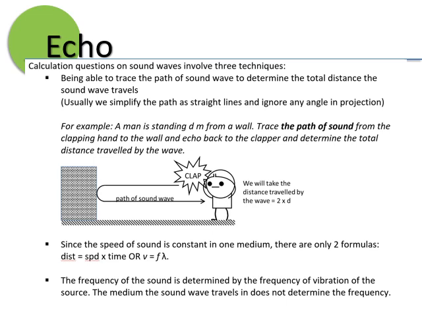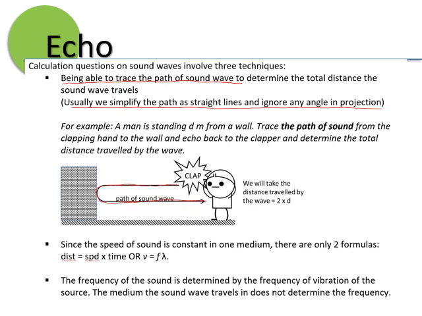All right, so this was on page 2 of your notes, and what I just quickly want to highlight is that when you do questions on sound waves, you need to make sure you know how the sound is actually traveling. That's why we say that you must be able to trace the path of the sound wave to determine the total distance that the sound wave travels. Please pay attention to this. Usually, the path is simplified as straight lines, and we don't want to take into account any of the angles. For example, if you see in this diagram, there's a clap, the sound travels, and then it reflects back.